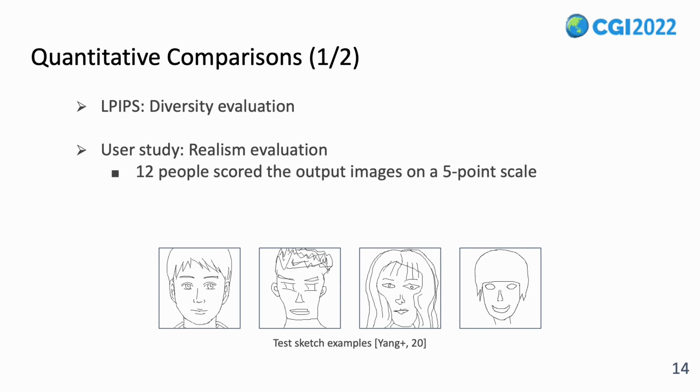We also conducted a quantitative comparison with existing methods. We used the LPIPS metric to evaluate diversity. We conducted a user study to evaluate the realism. From the test sketches shown here, we synthesized the face images and then asked 12 people to evaluate the realism of the result images on a 5-point scale. We computed realism scores by averaging the user-evaluated values.